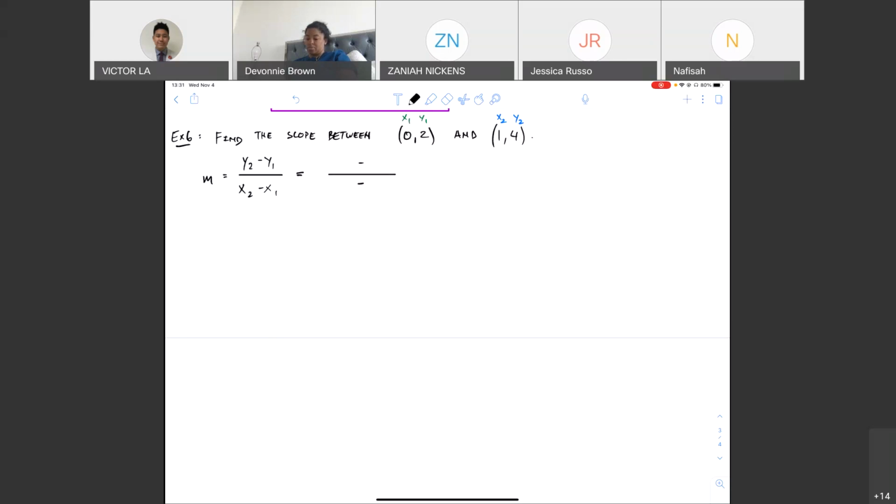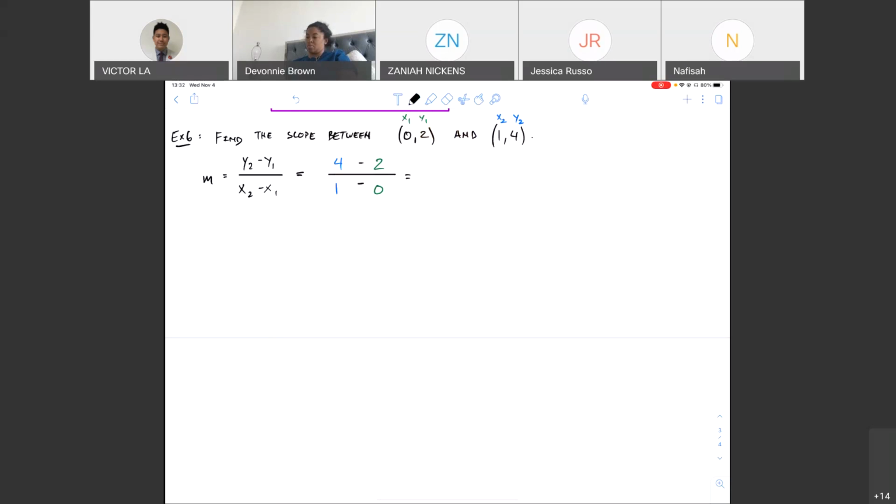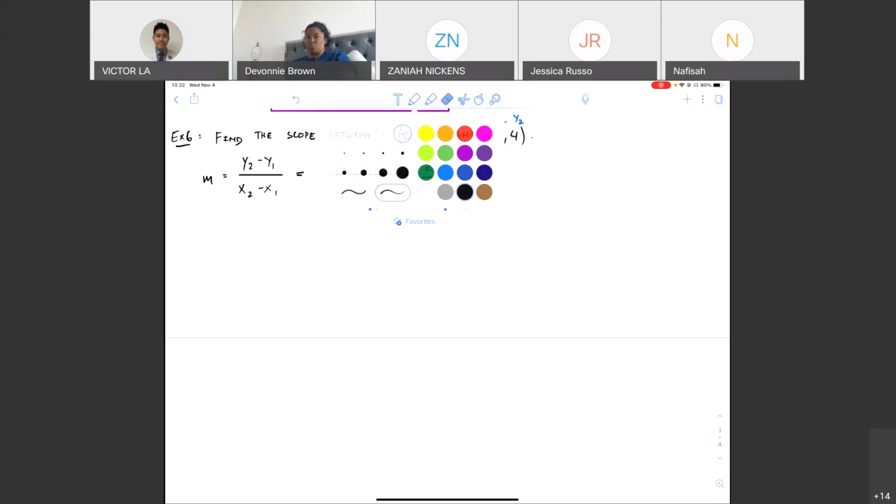So y2 is 4, so I'm going to color code this. I'm going to subtract y1, which is 2. And then x2 is 1, which again, I'm going to color code. And then x1 is 0, which is this. Then you do the math like normal, like a regular fraction. 4 minus 2 is 2. 1 minus 0 is 1. So the answer is 2. However, before you think of this as just regular 2, it's better to think of it as 2 over 1. So this is the final answer.